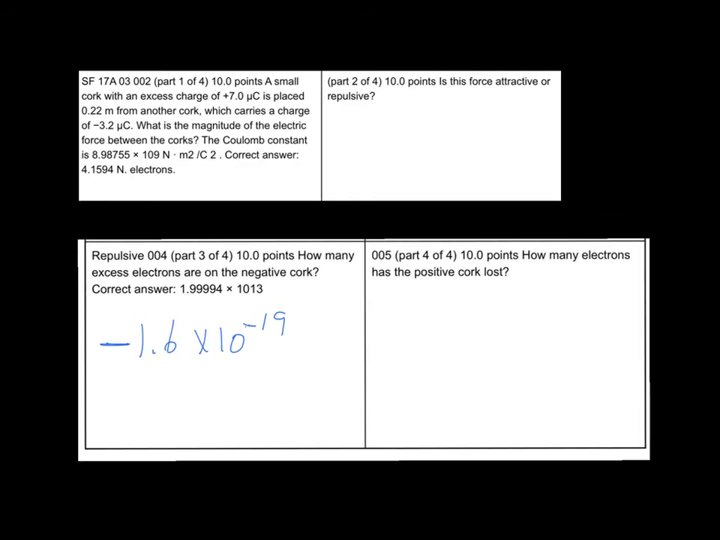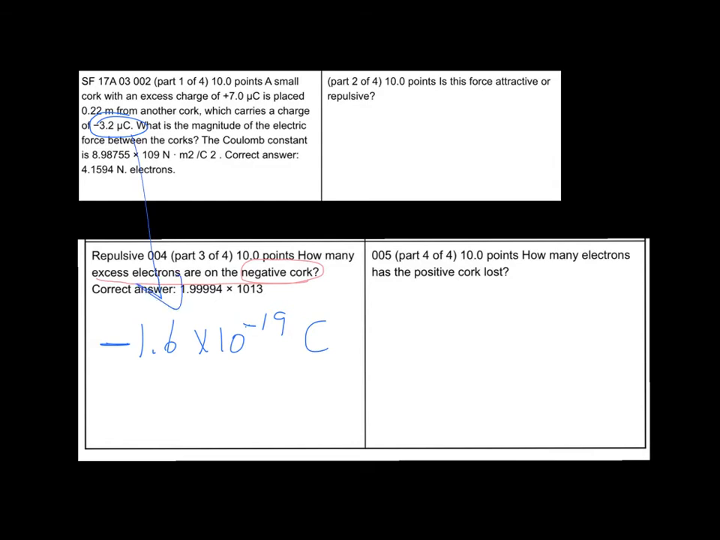Alright, this is the charge of an electron, negative 1.6 times 10 to the negative 19th coulombs. It wants to know how many excess electrons are on the negative quark. So we have to look at the charge. You have an excess charge of positive, and this is negative. The first one we'll look at, because we're doing blue, we're looking at the negative quark, so it would be this one here, and we're going to use that information to help us.